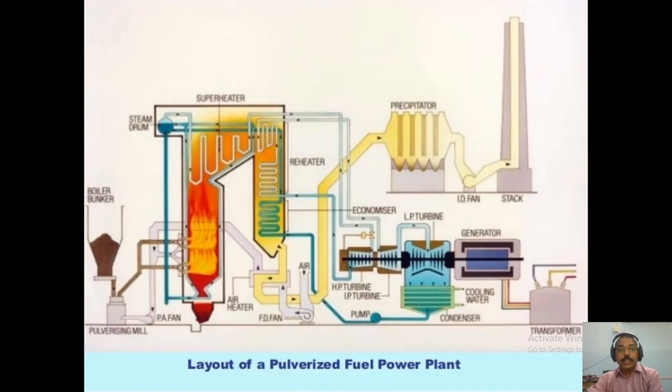This is a diagram of a pulverized fuel power plant. All other parts we have already discussed. The only new, different thing over here is that the coal is placed in the bunker. It goes to the pulverizing wheel, where the coal is converted into powder form, and the powder form of the coal is passed inside the combustion chamber. So this is the difference in this figure as compared to what we have discussed regarding the thermal power plant, as the name itself says, the pulverized fuel power plant.